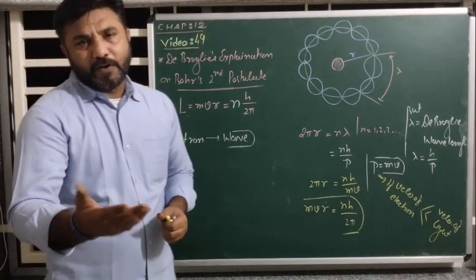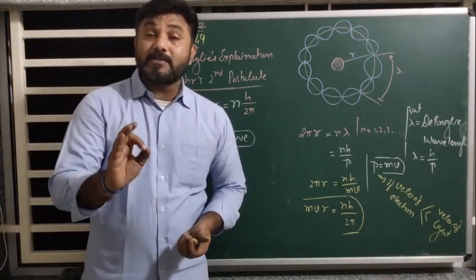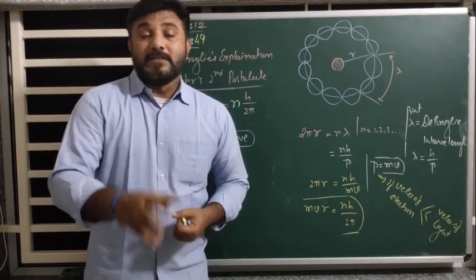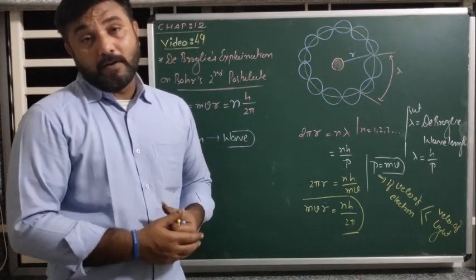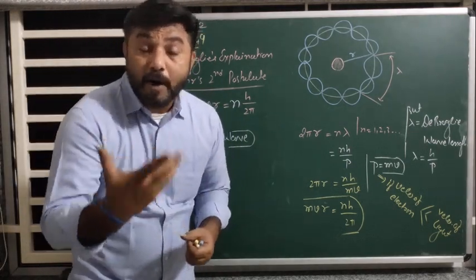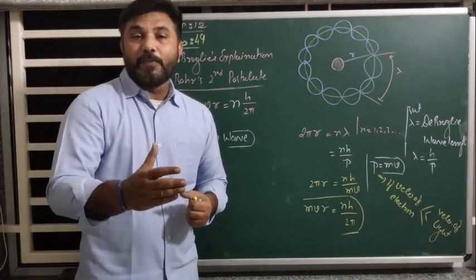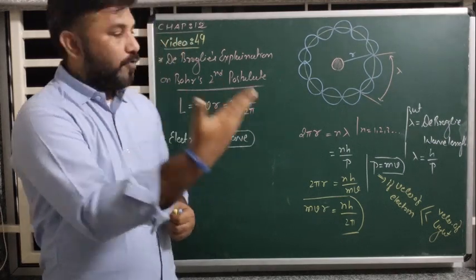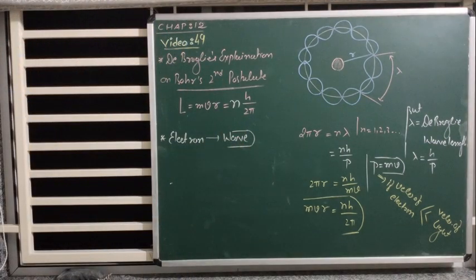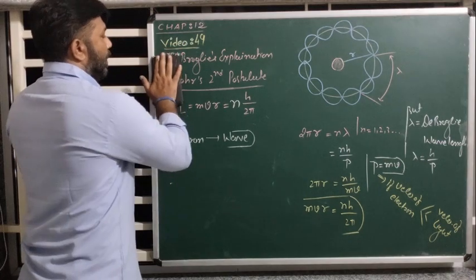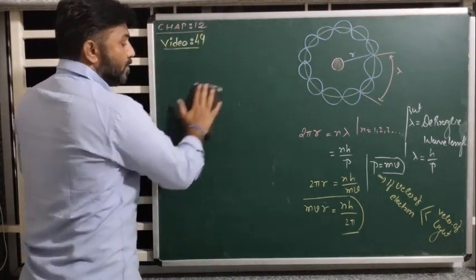Let us see for a few seconds, and then we will see the limitations of Bohr's atomic model. Just now we said that it is the most successful model, which we have accepted, but there are a few limitations of Bohr's atomic model that we will see after a few seconds. Have a look. Okay, good. Now let us see Bohr's atomic model.